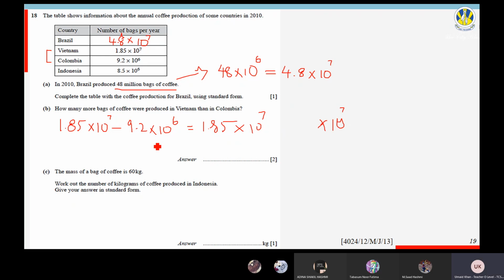So what will I do? This decimal will move to the left or right? Left. To the left. Very good. So I will have 0.92 into 10 raised to the power 7. Now this step is correct. Now you have to subtract 0.92 from 1.85. So 1.85 will be written on the top and 0.92 will be written below it.